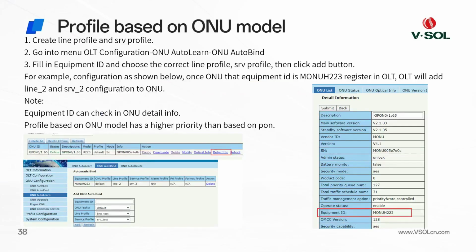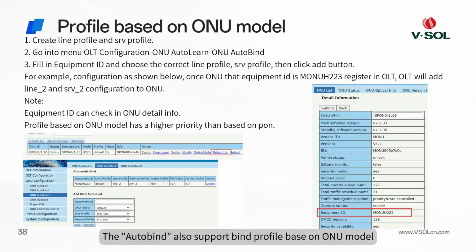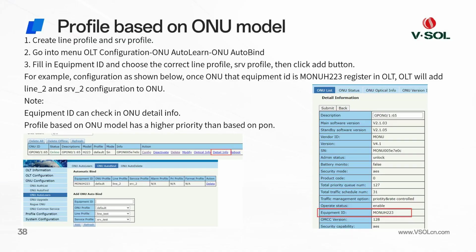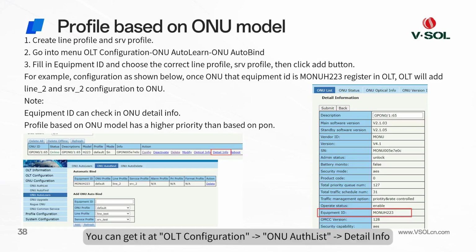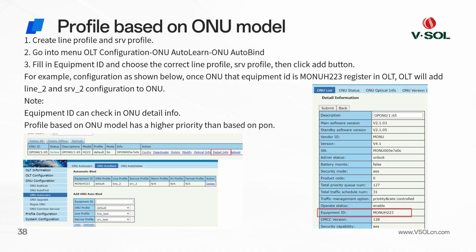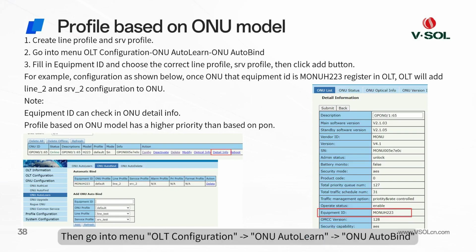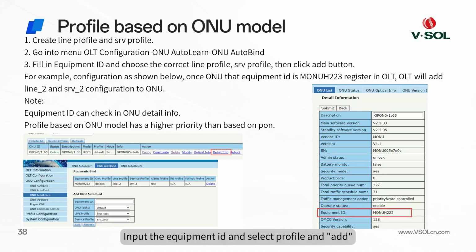The auto-bind also supports binding profiles based on ONU model. Before using it, you also need to create the line profile and SRV profile. Then we need to know the ONU equipment ID first. You can get it at OLT Configuration, ONU Off List, Detail Info, where you can see the ONU equipment ID. Then go into the menu OLT Configuration, ONU Auto Learn, ONU Auto Bind. Input the equipment ID, select the profile and Add.